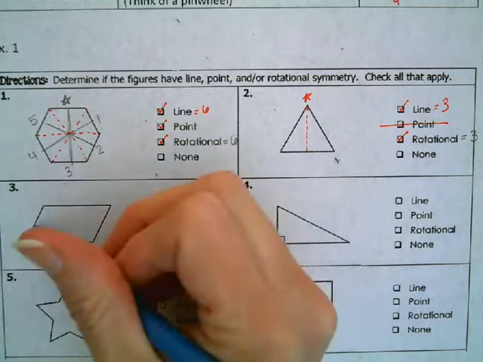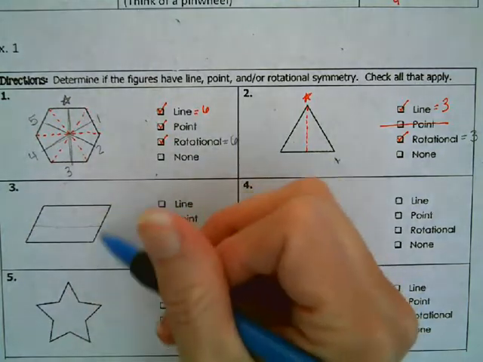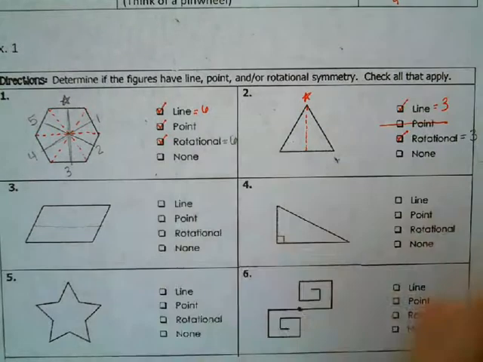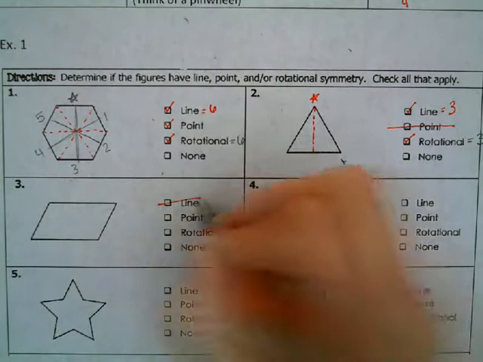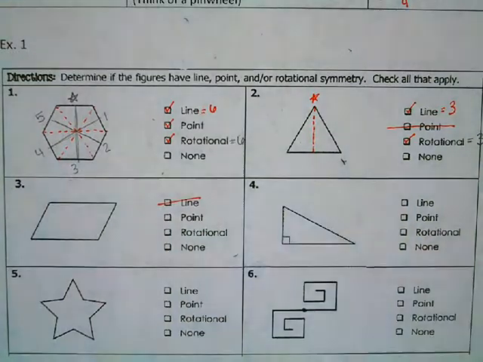It also doesn't work horizontally. This side would flip down here and that would go up there, so that doesn't work. So there is no line symmetry in this one.